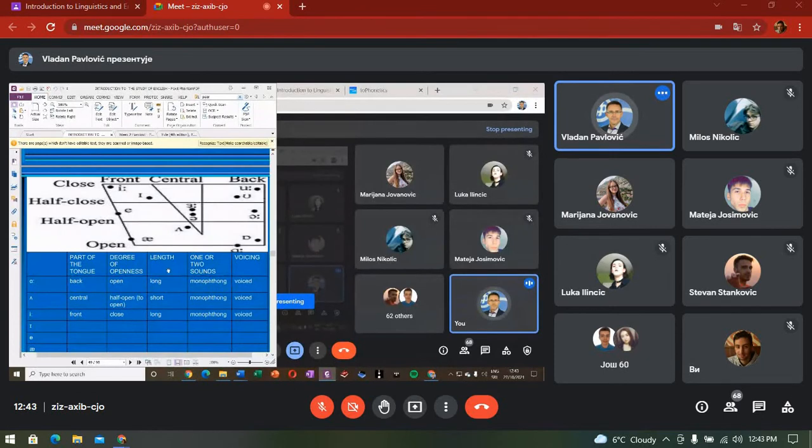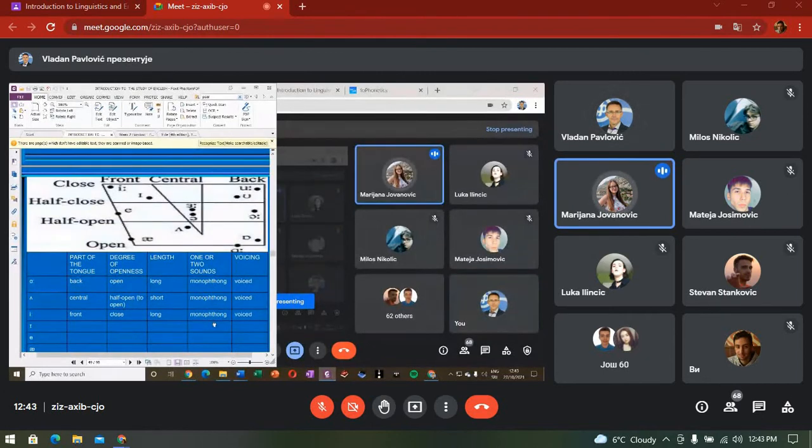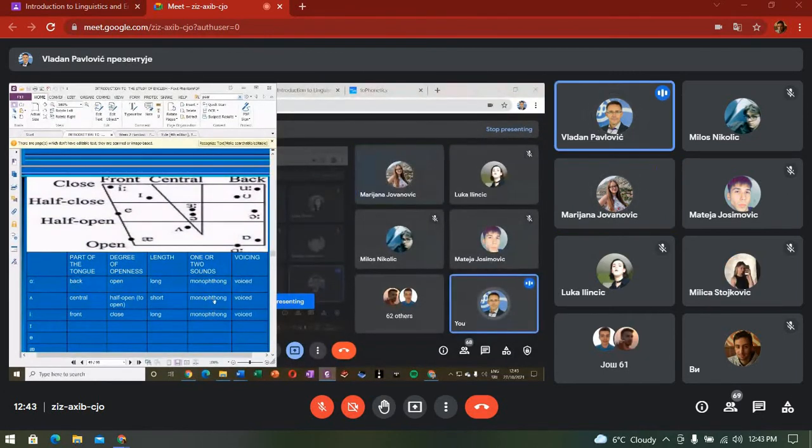Then what? Length. They can be generally long and short. Then, depending on whether there are one or two or even three sounds making up a single vowel, they can be monophthongs, diphthongs, and triphthongs. And mind the spelling of this. And as far as their voicing is concerned, all of them are voiced. Okay, fine. Thank you so much, Mariana.